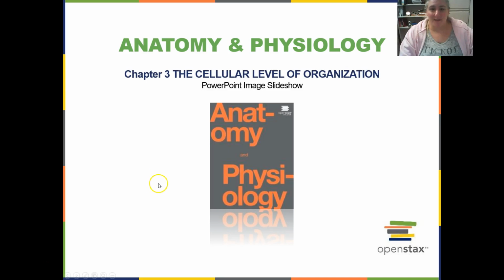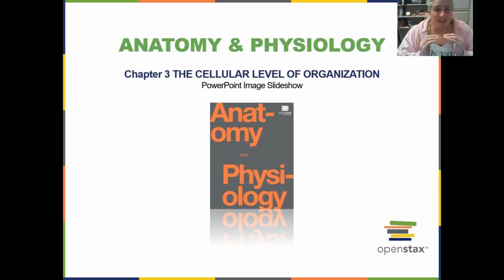And good afternoon. Welcome to Chapter 3 of Anatomy and Physiology. In this chapter, we're going to be talking about the cellular level of organization. So the cell is the basic unit of life. The cell was first identified by Robert Hooke with his microscope.